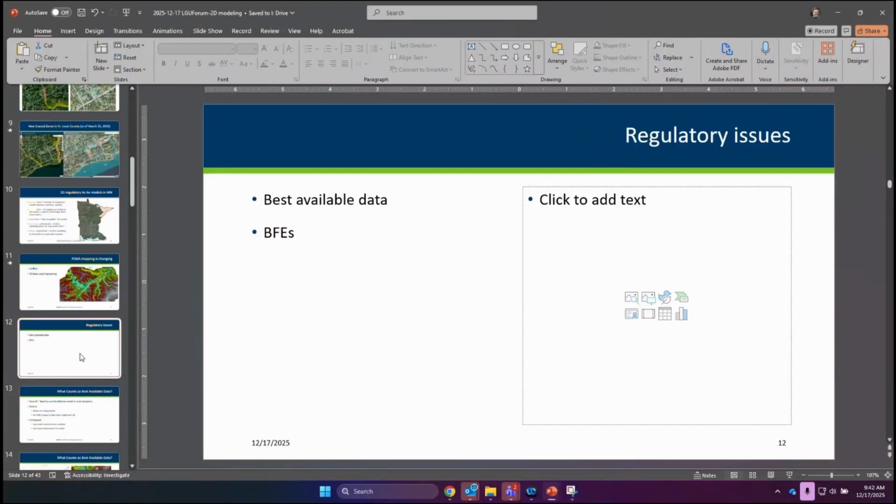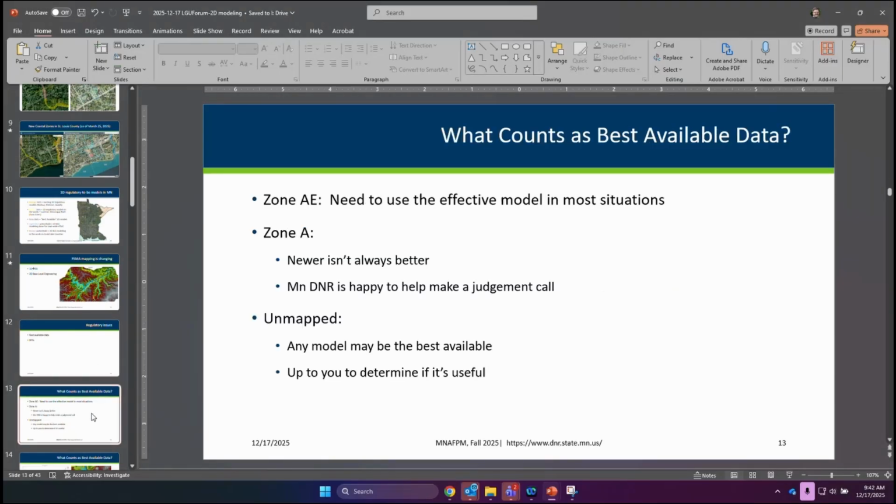So now we start getting into some of the regulatory issues here. First, I'm going to talk a little bit about how to determine if a model is the best available data. Then I'll kick it over to Ceil to talk more about BFEs and a couple other questions. So typically, if it's a Zone AE area, meaning it's a detailed study area on your maps, it has both the 100-year and the 500-year floodplain and a floodway through there. It doesn't always have a floodway, but usually does. The best available data is usually that effective model. Sometimes a newer model may be considered better data, but it's usually that effective model, even if that's an old model from the 80s or something like that. So those effective models are pretty important in those detailed study areas.